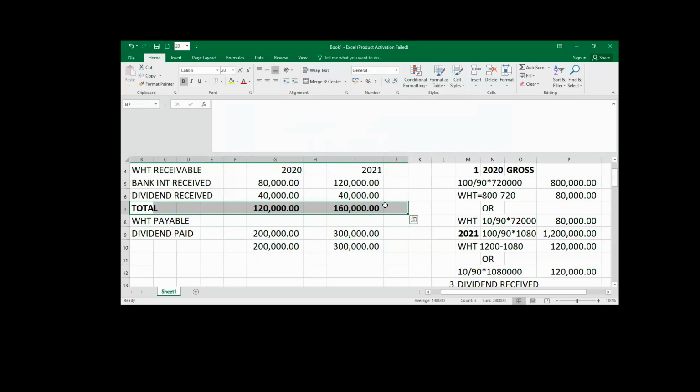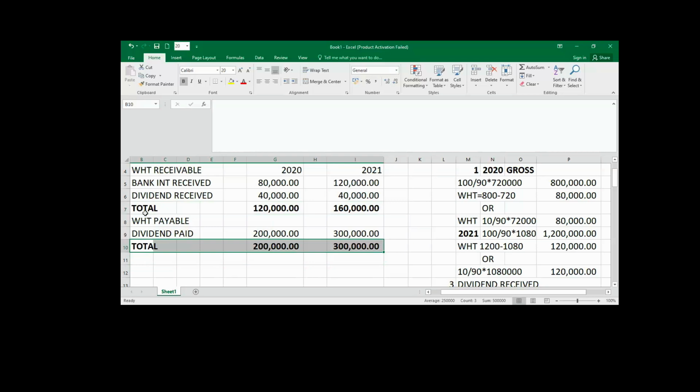Yes, sir. Are you sure? Why not? Are you sure? Can I remove this? I told you last week that withholding tax payable and receivable cannot be offset against one another. They have to be treated as separate items.